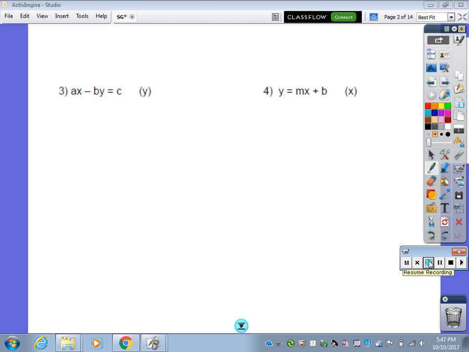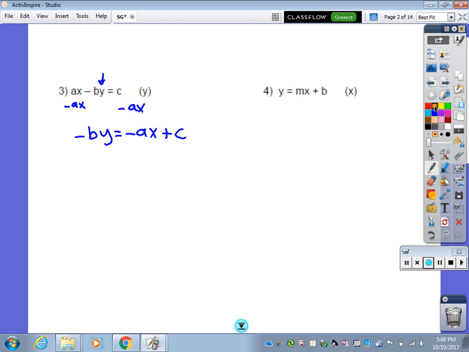Let's look at number 3. In order to leave y alone, I need to see what's happening to y. B was multiplied with y, and then ax is another term. So if it's a separate term, I will get rid of it by addition and subtraction. In this case, the positive ax, I'm going to subtract ax from both sides. We will have negative by is equal to negative ax plus c.